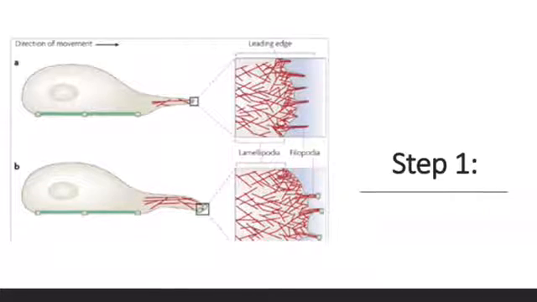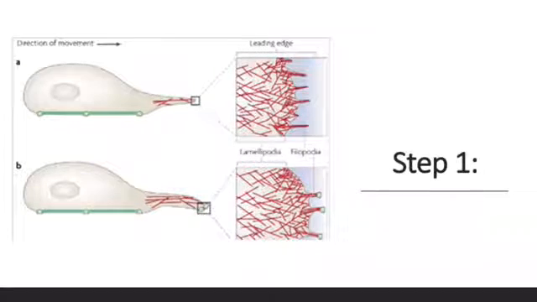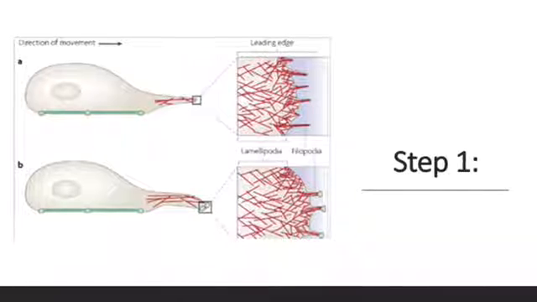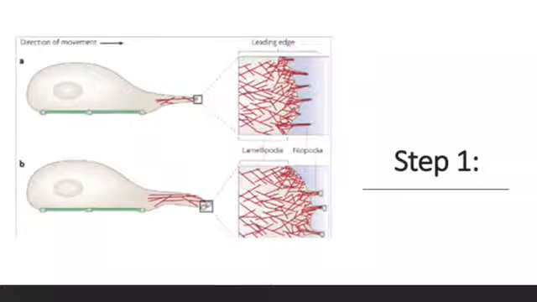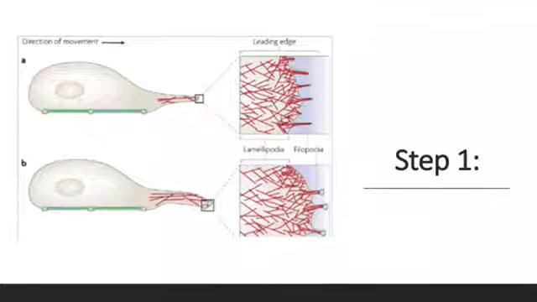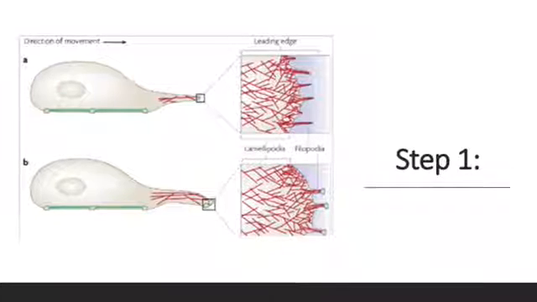At the top of this photo you can see the leading edge zoomed in. You can see the filopodia is on the edge of the cell sticking outwards and helping guide it. The lamellipodia is directly behind the filopodia, helping it lead the cell to where it has to go.